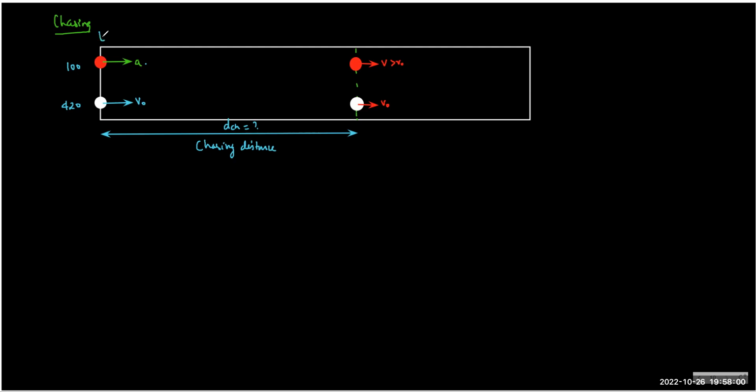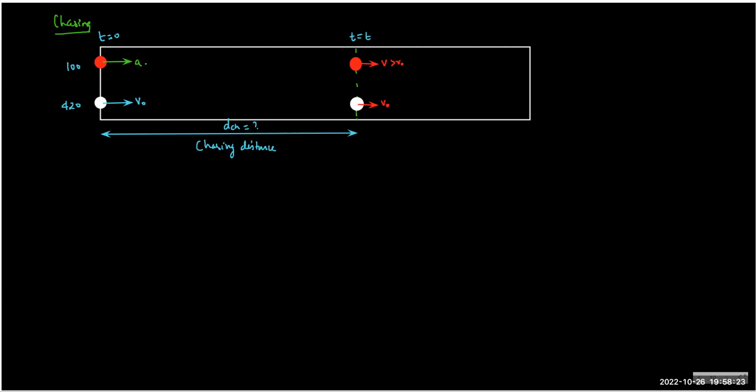So if I call this t equals 0, this is t equals t. Before you find the distance, find the time first. And how to find the time? You can clearly see the displacement of the police jeep must be the same as that of the biker to catch. Yes or no?